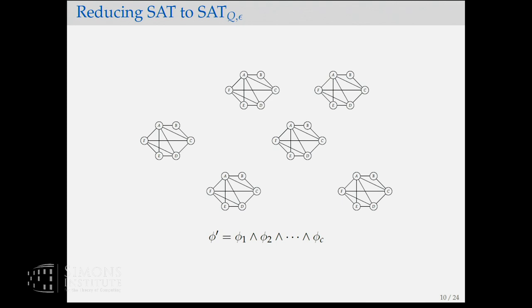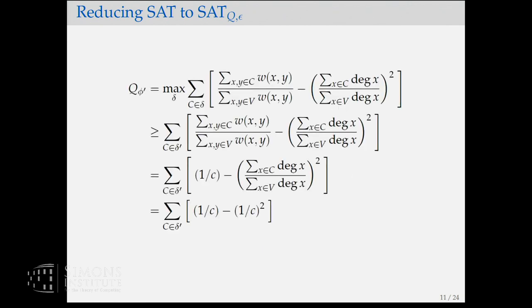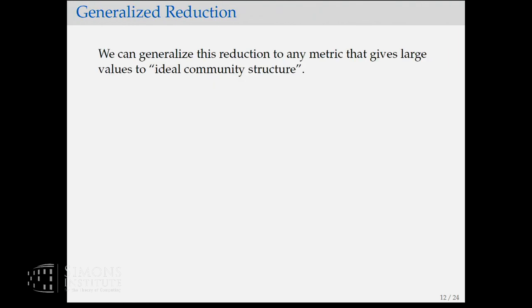But you can also see that this is excellent from a modularity perspective. Very well connected internally, not connected at all between copies. So if you work out the details, and I won't go through it in gory detail, for this new formula phi prime, the modularity is 1 minus 1 over the number of communities. And if you let the number of communities increase with the number of variables, then you can make it arbitrarily close to 1. Okay, so that's about modularity.